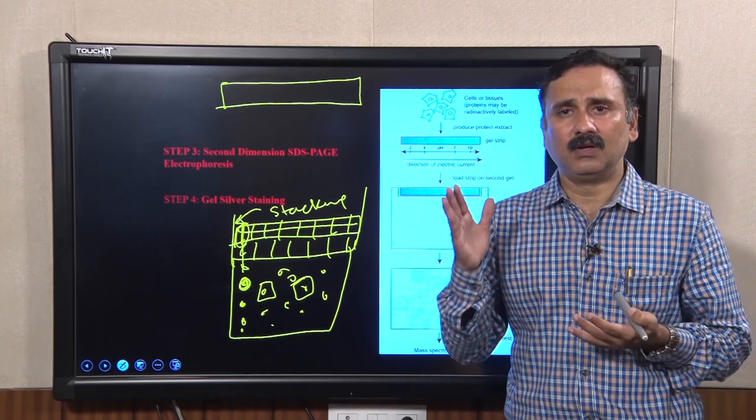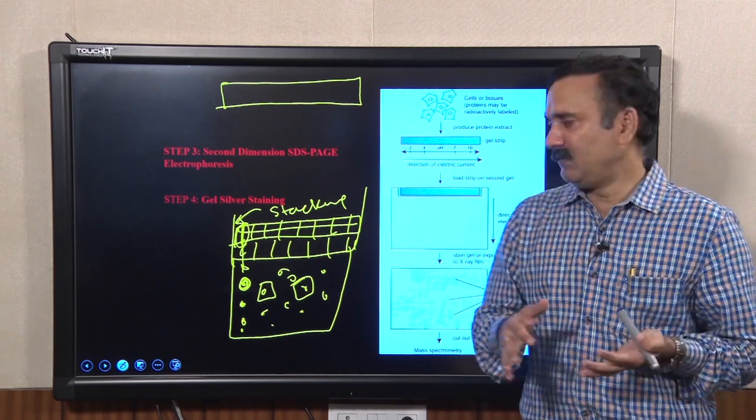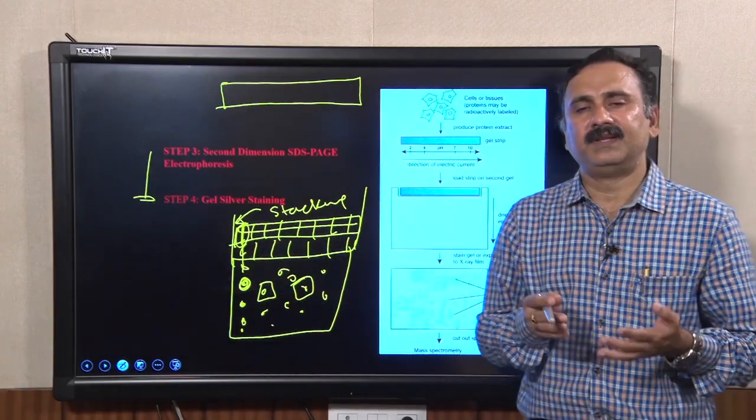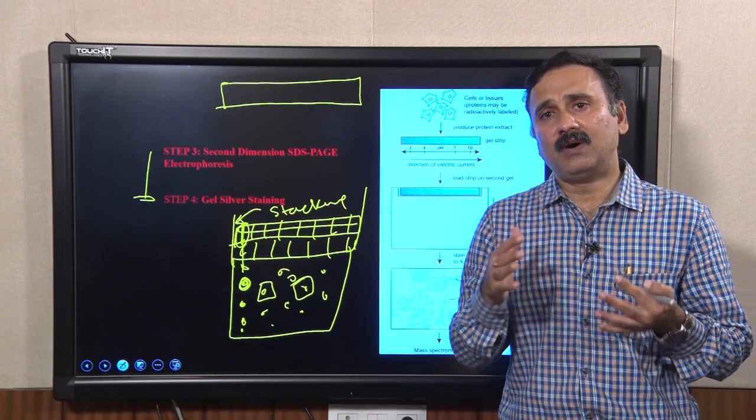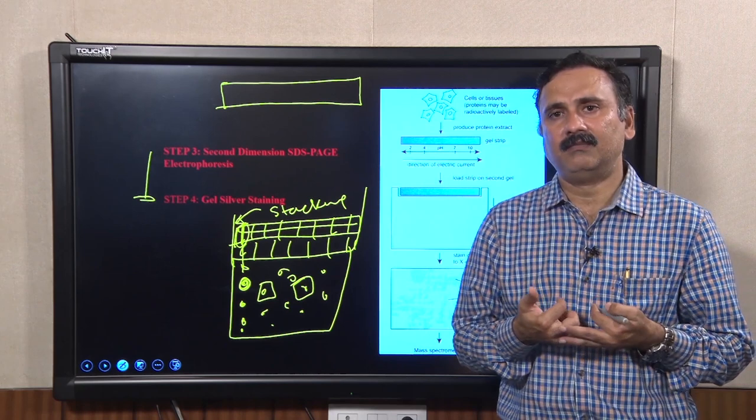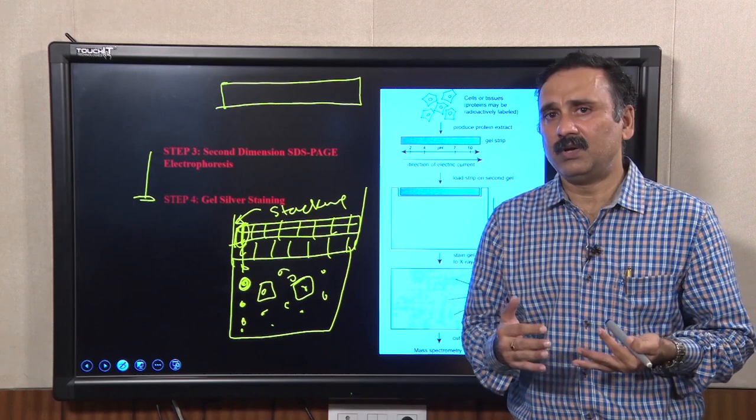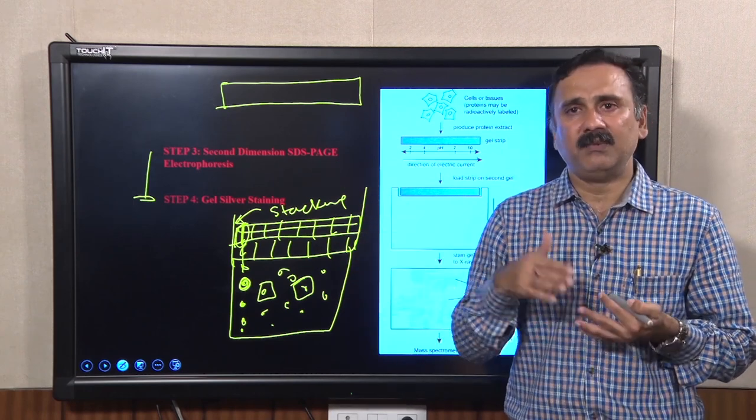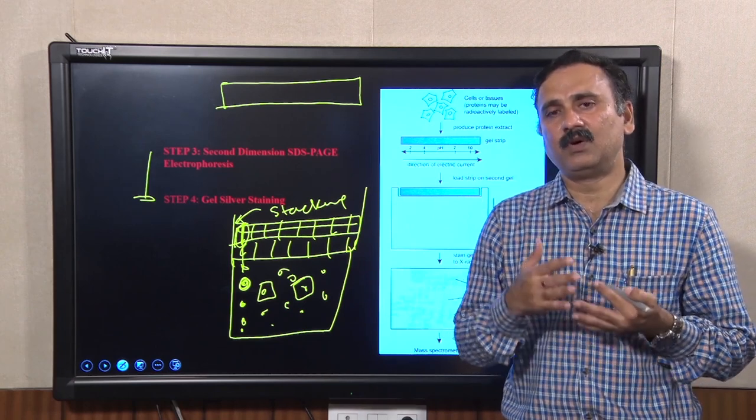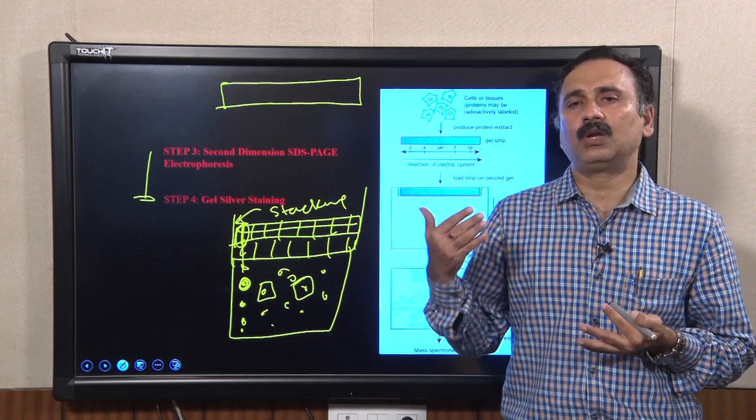There are a couple of good MOOC courses available from IIT Bombay. If you are interested in studying two-dimensional gel electrophoresis as well as proteomics, you can go to the IIT Bombay MOOC courses, and you can study that in more detail. So here we are not going to discuss each and every one of those steps. I'm just trying to tell you that these are the options available for you to utilize gel electrophoresis to answer many critical questions.